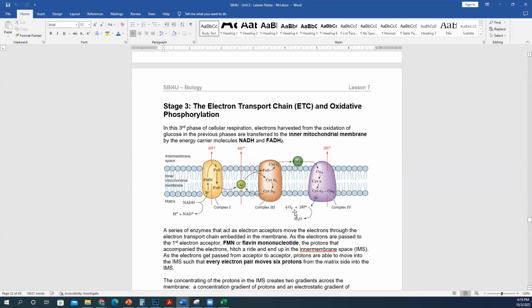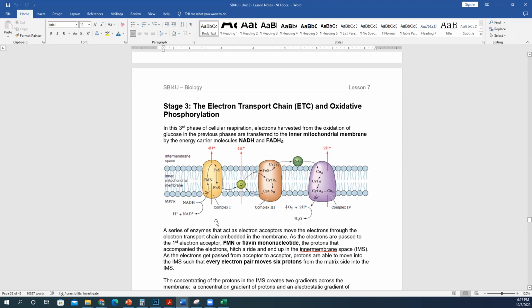And as these electrons get passed down from the first electron acceptor, which is a protein called FMN, or flavin mononucleotide, the protons that came along with these electrons also get transferred and end up in the intermembrane space. They become transported as a result of the energy that these 2 electrons bring with them. The protons that also came along become transported and go across into the intermembrane space.